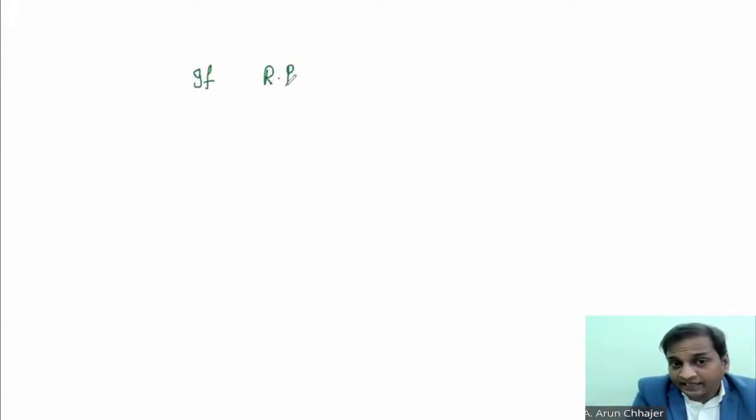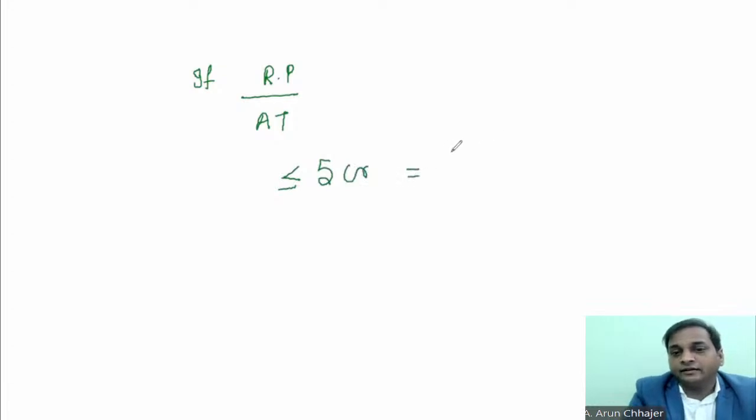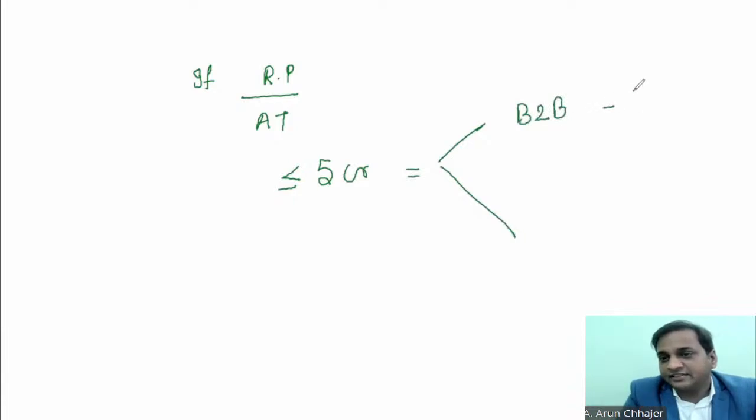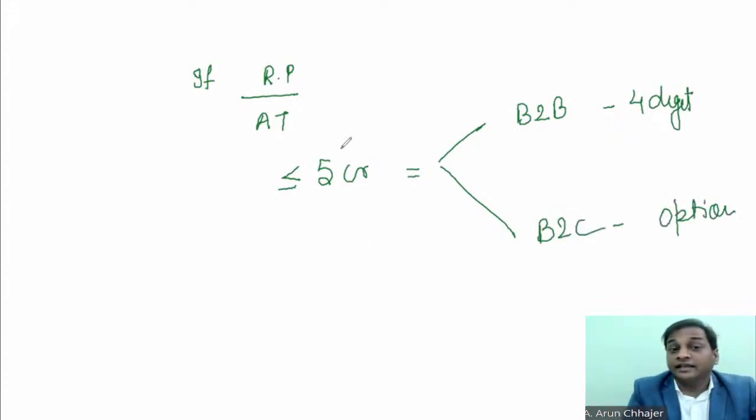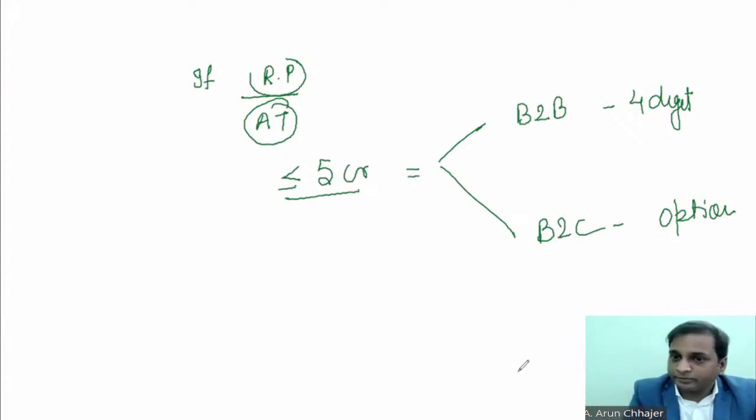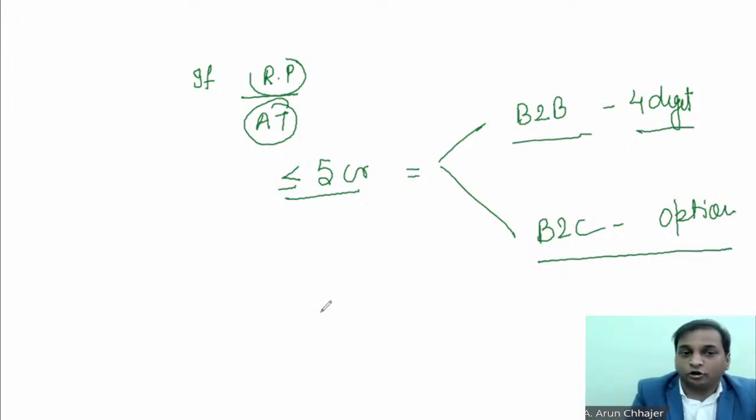a registered person having aggregate turnover up to 5 crore, then in case of a B2B transaction, 4 digits are minimum required. In case of a B2C transaction, it's optional. If the supplier has aggregate turnover up to 5 crore, then for B2B transaction, minimum 4-digit. For B2C transaction, it is optional.